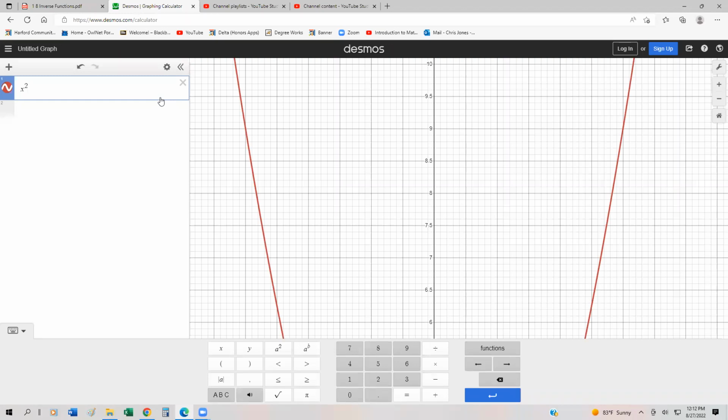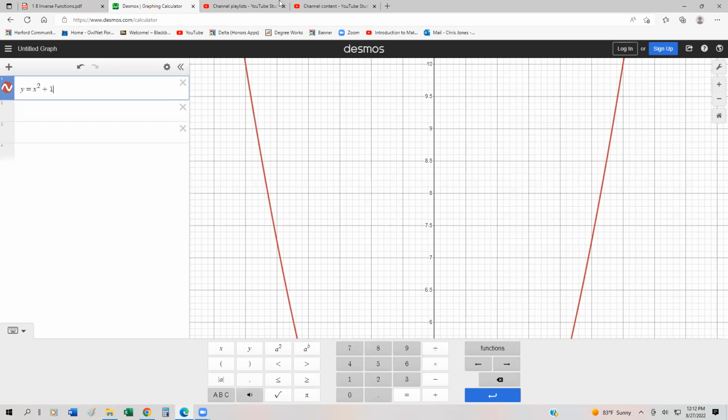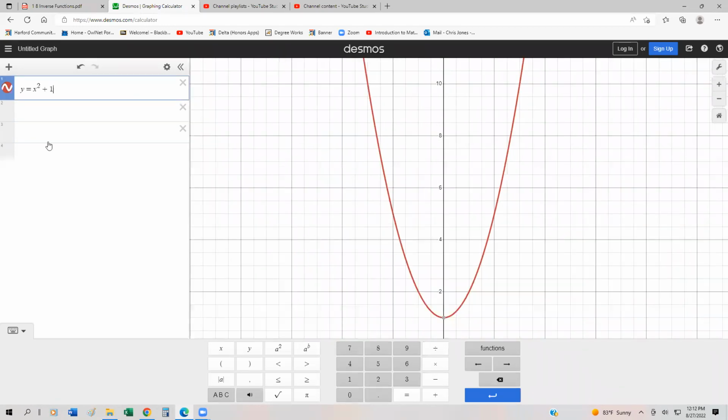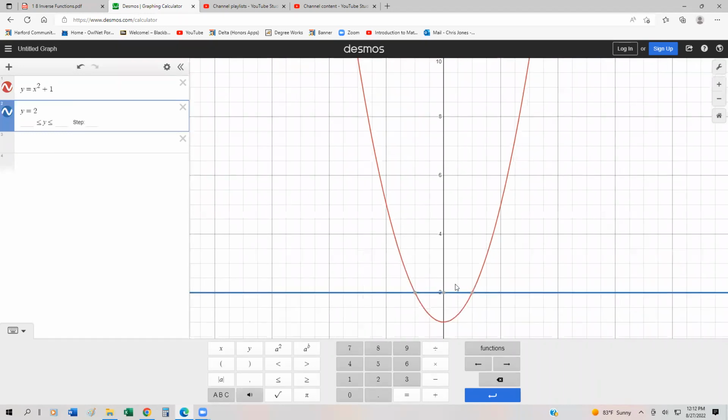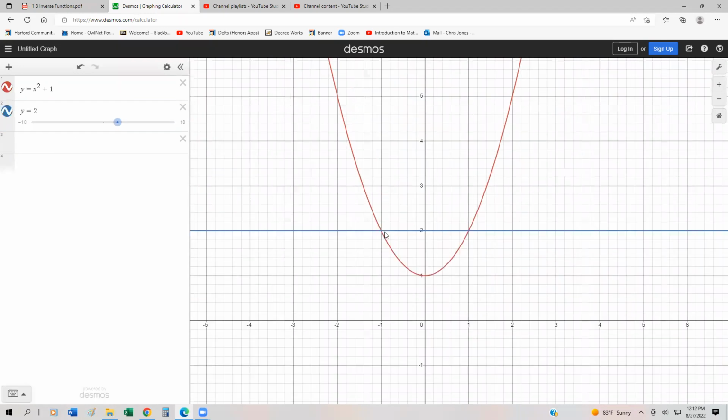So we have y equals x squared plus 1. All right, I'm going to zoom out a little bit. And let's just plot the line like y equals 2. And I want you to notice that it clearly fails the horizontal line test because we have 2 points right here that clearly intersect the horizontal line and the function simultaneously.